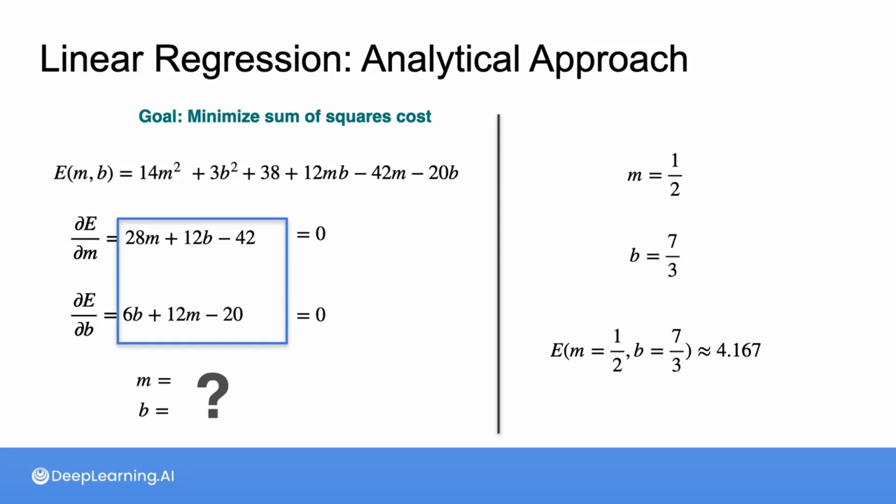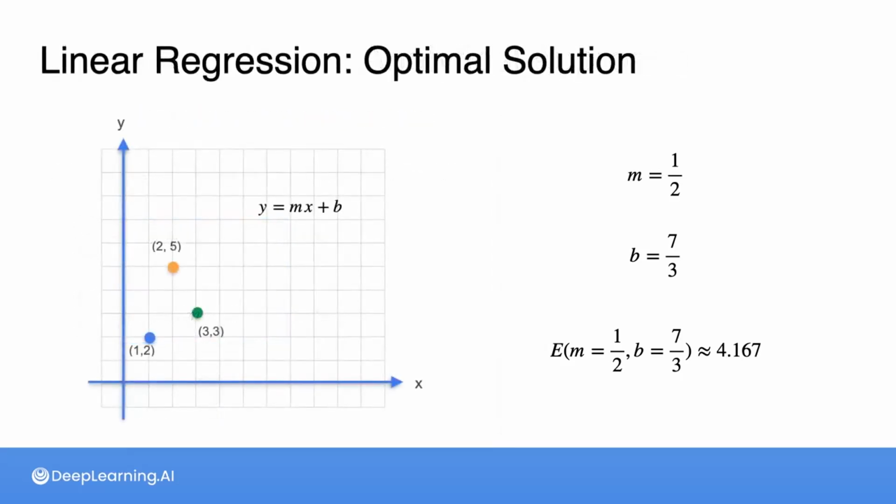0.167. That is the minimum value of the cost. And let's see how this looks in the graph. If you plot the line of equation 1/2 x plus 7/3, you get this line over here. And notice that indeed, this line gives some pretty small squares. So that's it. That's how you minimize the square loss.